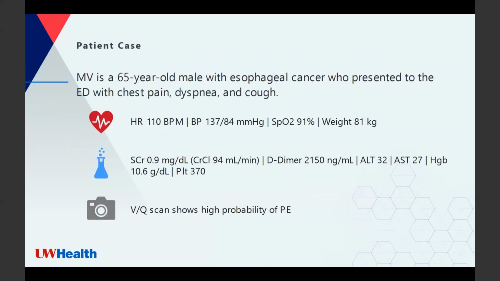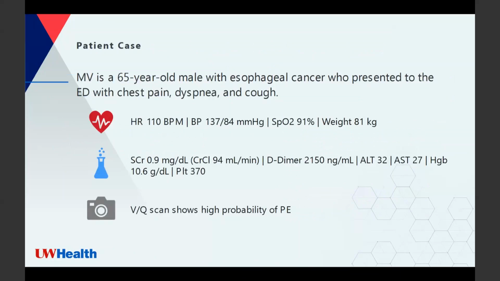So we'll move on to our patient case. MV is a 65-year-old male with esophageal cancer who presented to the ED with chest pain, dyspnea, and cough. His heart rate is 110, blood pressure is 137/84. He's satting at 91%, and weight is 81 kilos. His serum creatinine is 0.9 with a creatinine clearance of 94.